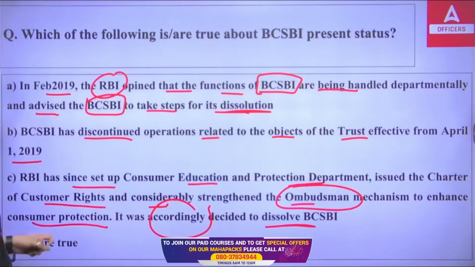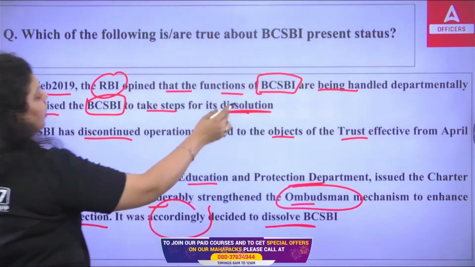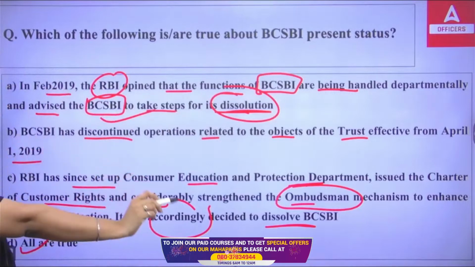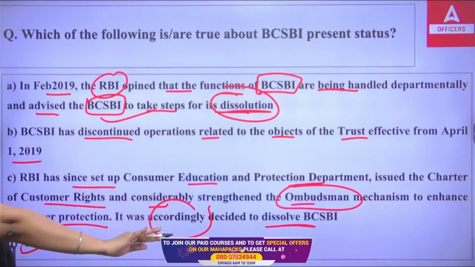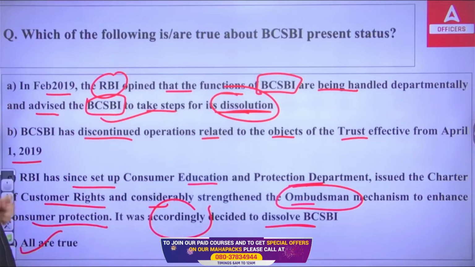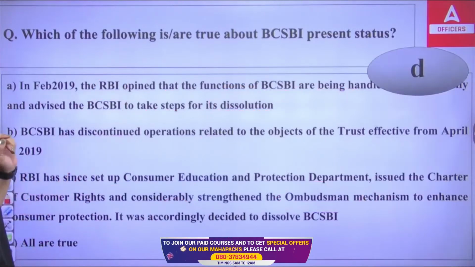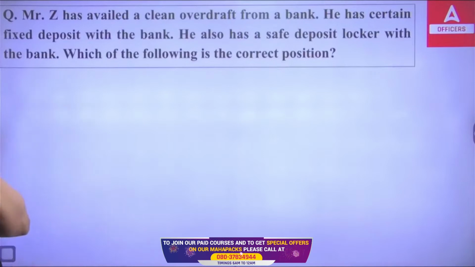So which of the following is true? All are true. We have dissolved the BCSBI. In place of BCSBI, now the ombudsman has to take care of everything, and it was discontinued from 1st April 2009. The right answer is D. Next question.